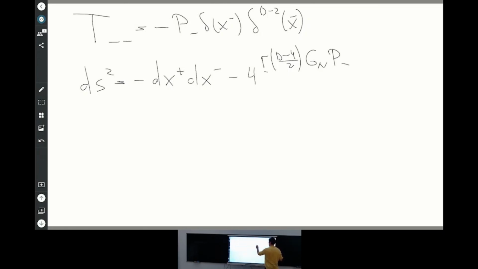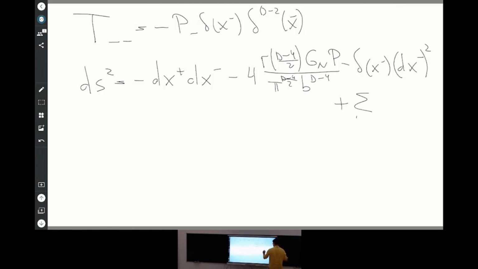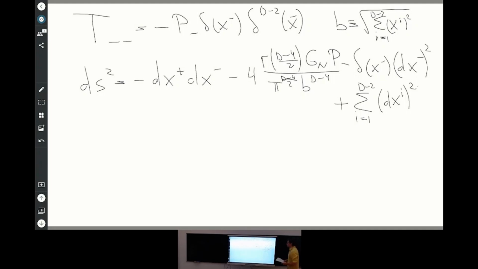So it's energy times G Newton times this thing. And here you have these corrections, and then of course you have the transverse space undeformed. And here, what is this b? I defined it in this case simply as a transverse separation.